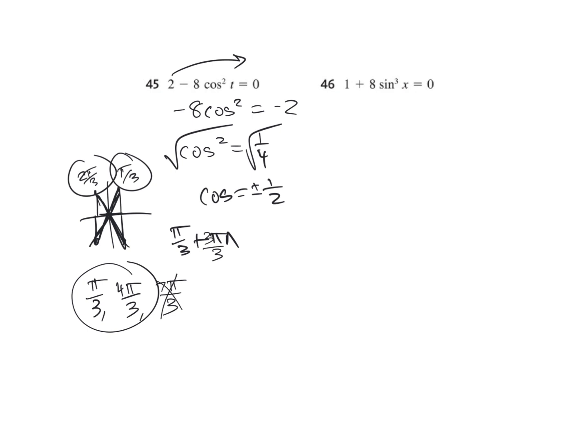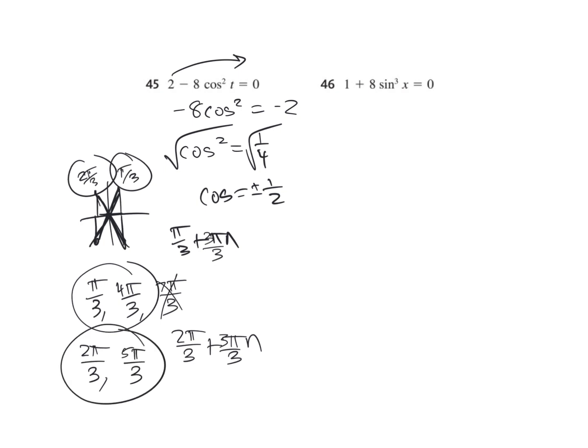Okay, and then we take the 2 pi over 3 plus pi n. So that's 3 pi over 3. So we get 2 pi over 3 as one of our answers, as well as 5 pi over 3, and then you're done, because then you're going to be past 2 pi. So our limit is 0 to 2 pi.